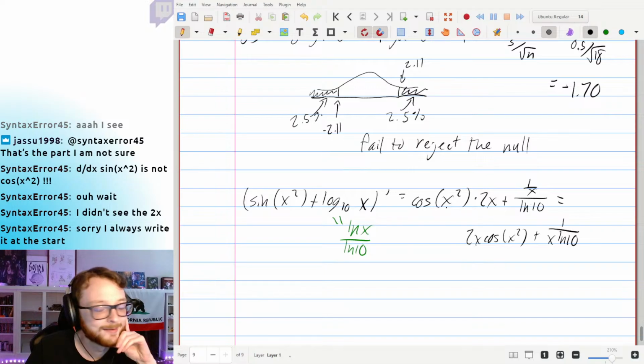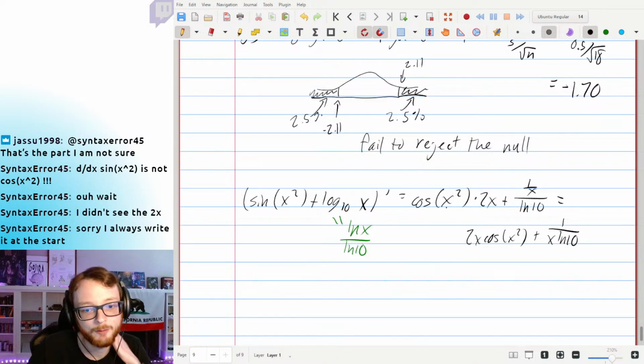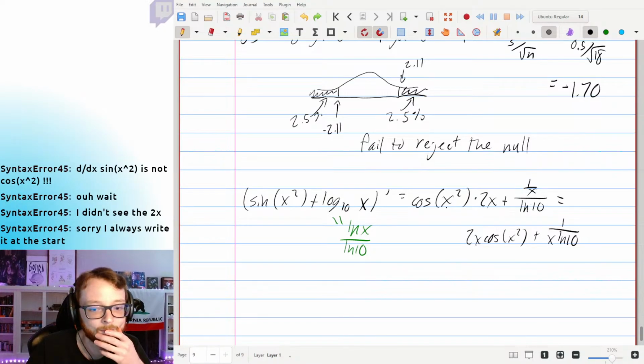Oh, yeah. I wrote it like that because of how I do the chain rule. When I do the chain rule, I start from the outside function and I only think about the inside after. But I do prefer writing 2x in front.